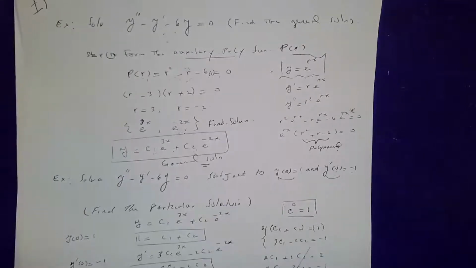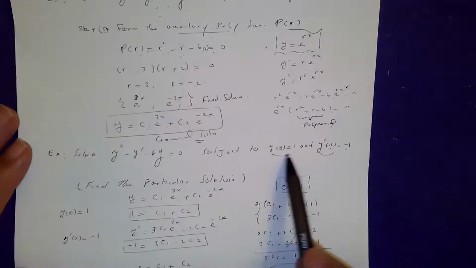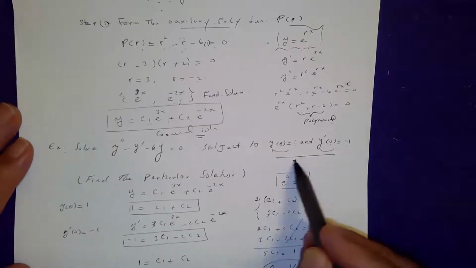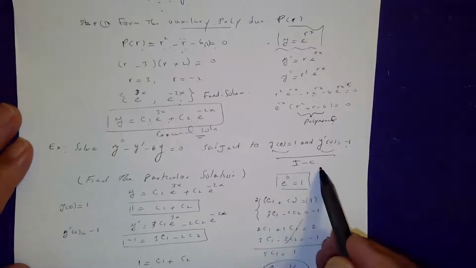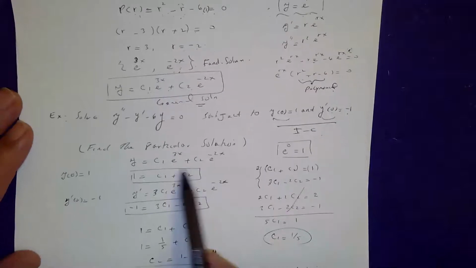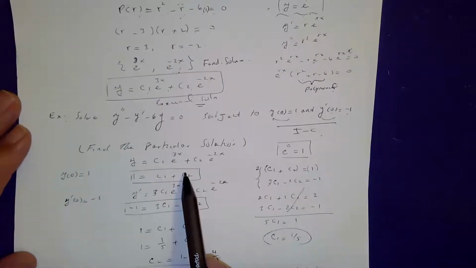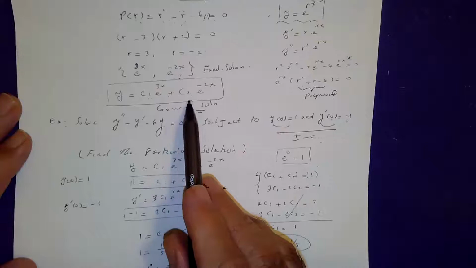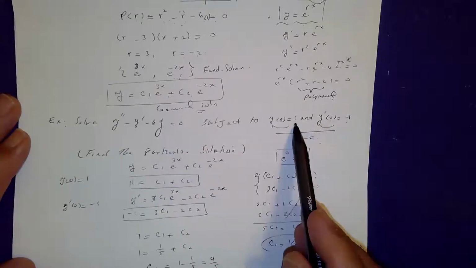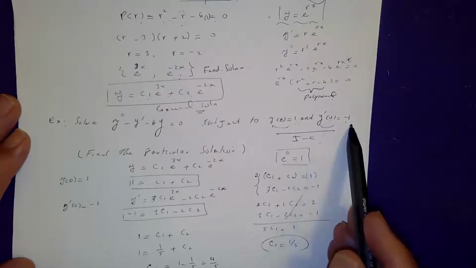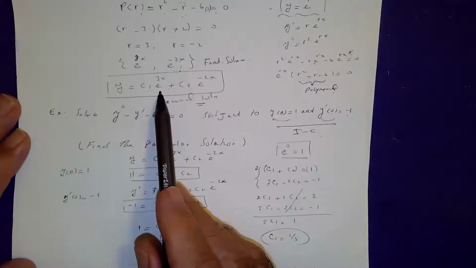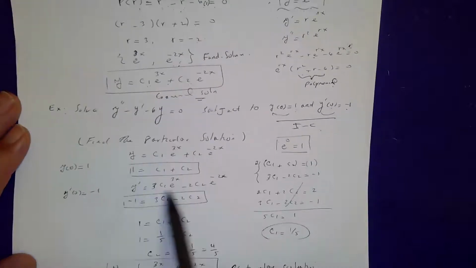The question is, what if they give you initial conditions? These are called IC, initial conditions. Then you need to find the constants. Once you find the solution inside the box, impose the conditions, like y of 0 is 1, y prime of 0 is negative 1.